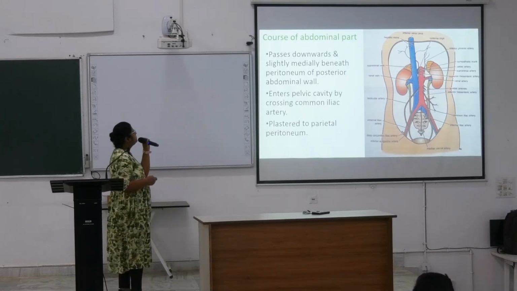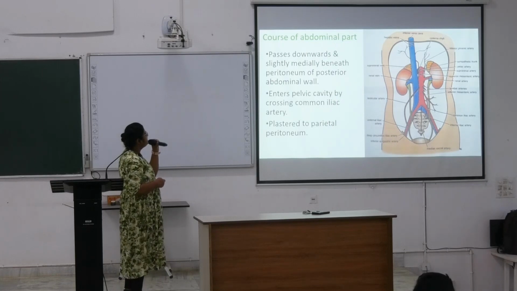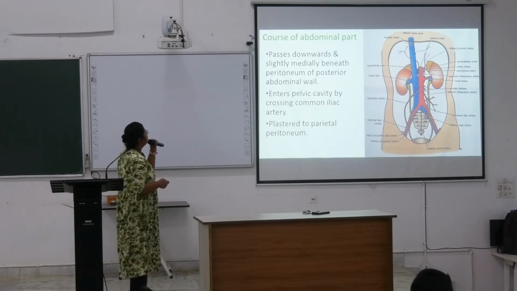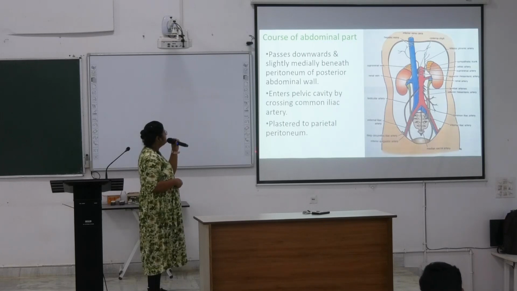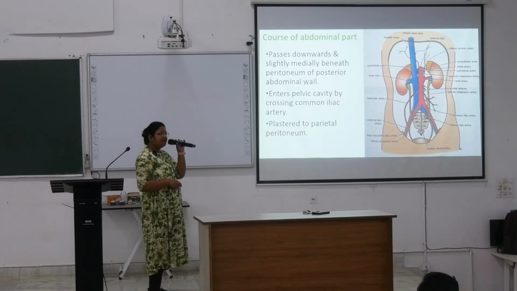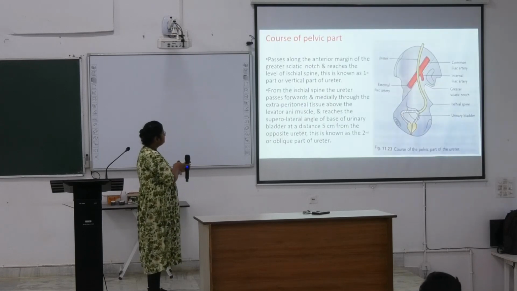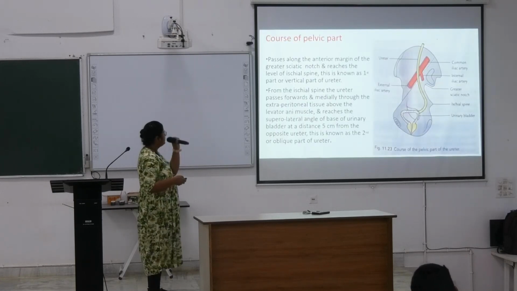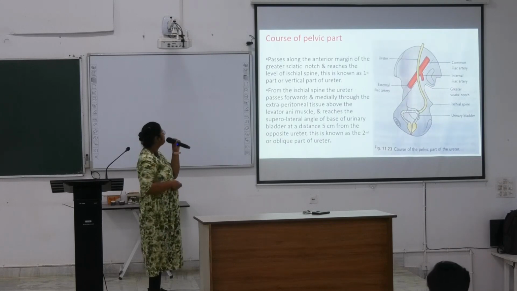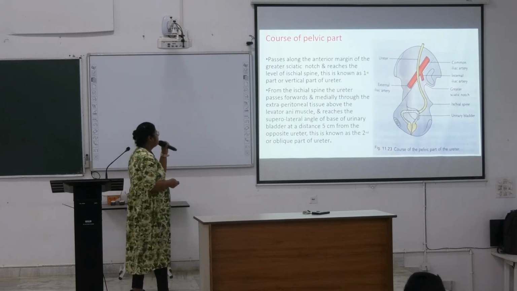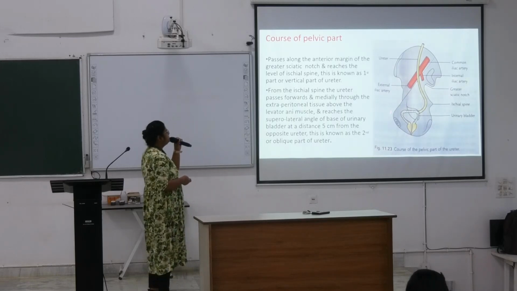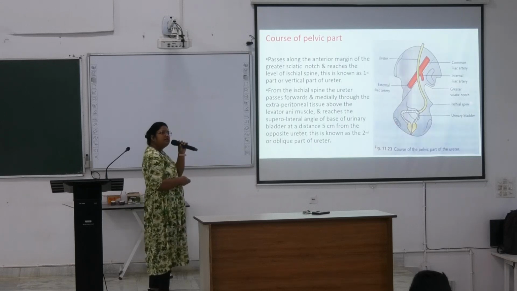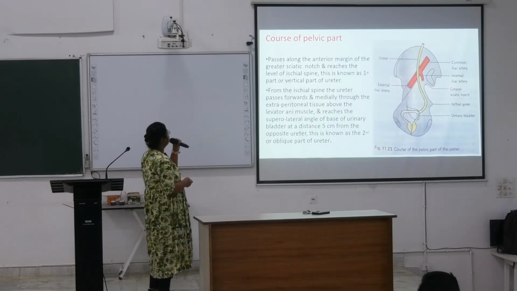Next, now the course of the abdominal part, it passes downward and slightly medially beneath the peritoneum of the posterior abdominal wall, enters the pelvic cavity by crossing the common iliac artery and adheres to the parietal peritoneum. Okay, next, these are actually course and relations. Course of the pelvic part. See here, this is the pelvic brim. Okay, iliopubic eminence, arcuate line, all these are forming the pelvic brim.